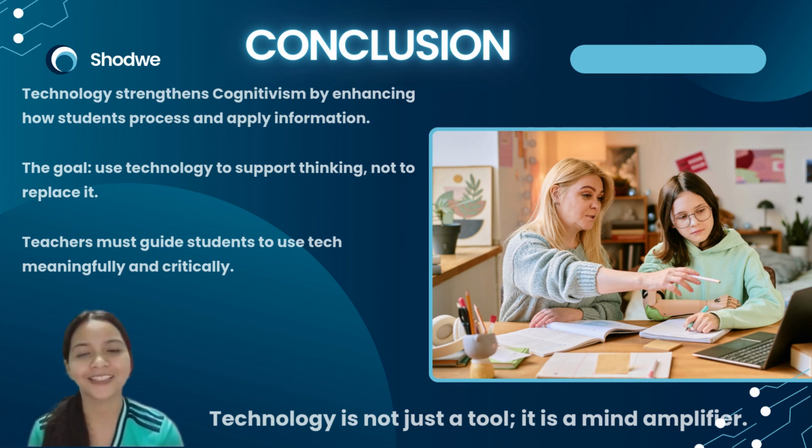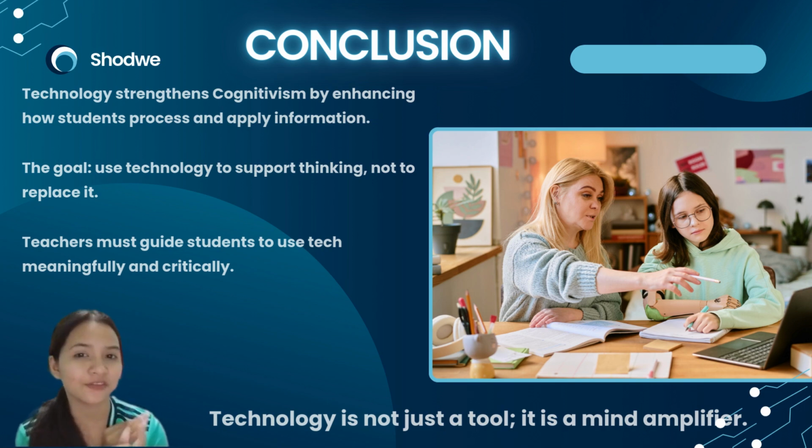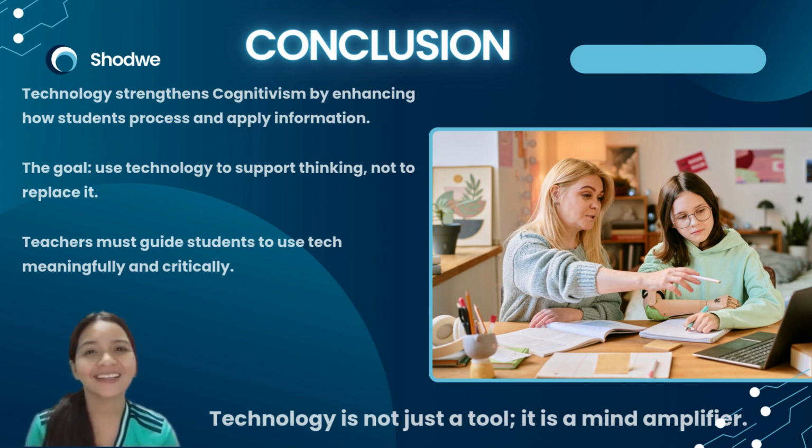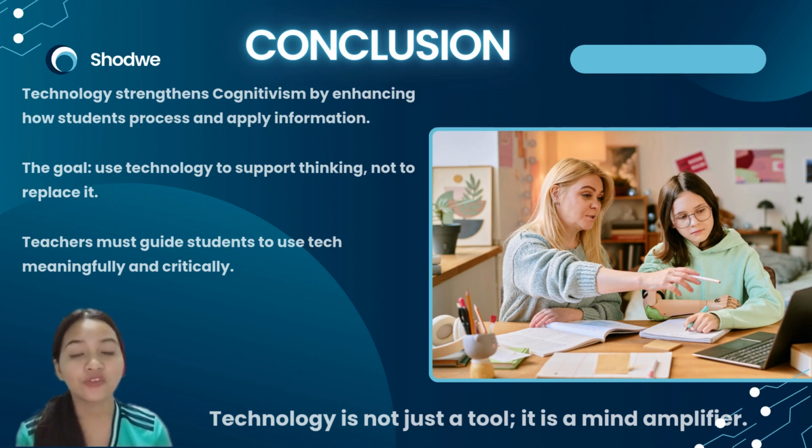Alright, so to conclude cognitivism, technology strengthens cognitivism by helping students process, organize, and apply information more effectively. But it should be used to support your thinking, not replace it. We must use technology wisely, making sure it helps our brain learn, not distract it. And I have another question. How can you make sure technology helps your thinking instead of distracting it?